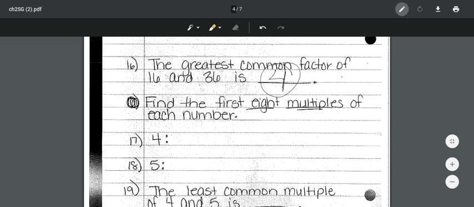Okay, I am back for part three, the trilogy of chapter two. All right, so finding the first eight multiples of each number.